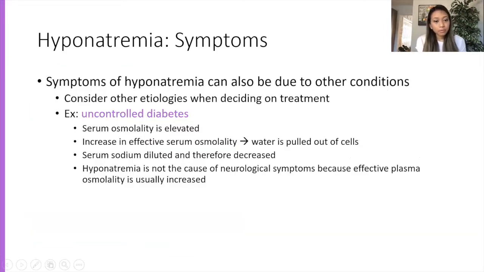So the symptoms of hyponatremia can also be due to other conditions. Consider other etiologies when deciding on treatment. So one example of this would be uncontrolled diabetes. The serum osmolality is elevated, because they have so much glucose floating around. There's an increase in the effective serum osmolality, so water is pulled out of the cells and the sodium is diluted. In this case, hyponatremia is not the cause of the symptoms because the effective plasma osmolality is actually increased. So it wouldn't really be causing edema in the brain.